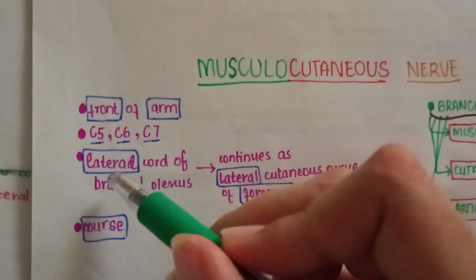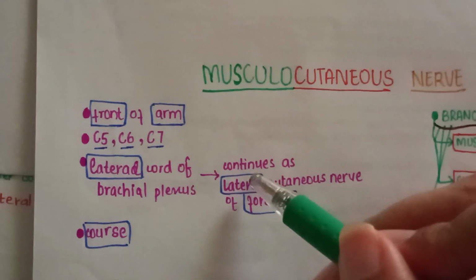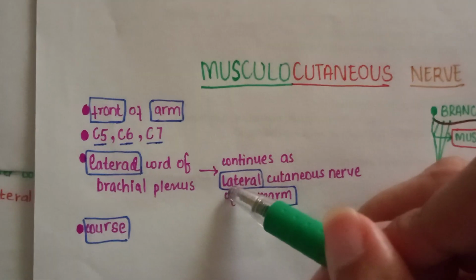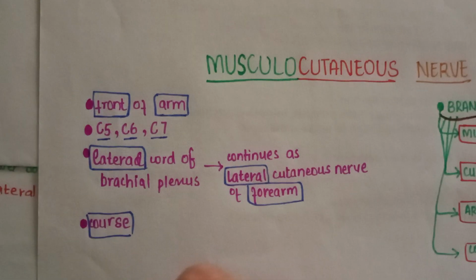So its origin is from the lateral cord of brachial plexus, and it terminates by continuing as the lateral cutaneous nerve of the forearm, which means that it supplies the skin of the lateral side of the forearm. So let's deal with the course of this nerve with the help of this diagram.